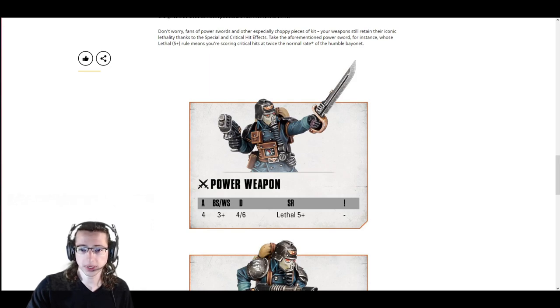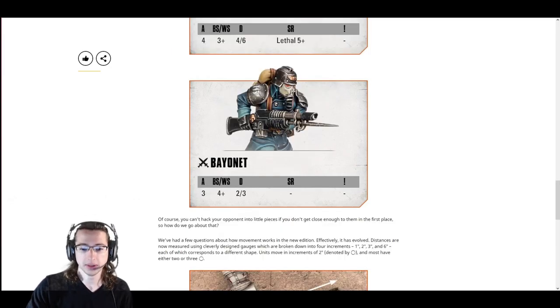And then above here in the text, it says take the aforementioned power sword, for instance, whose lethal 5 up rule means you're scoring critical hits at twice the normal rate of the humble bayonet. So on a 5 or 6, you're going to be critting, inflicting 6 damage with this weapon. The bayonet, they show 3 attacks, hitting on 4s, inflicting 2 or 3 damage.